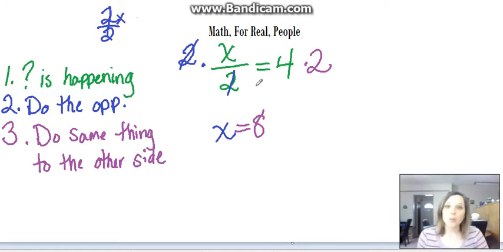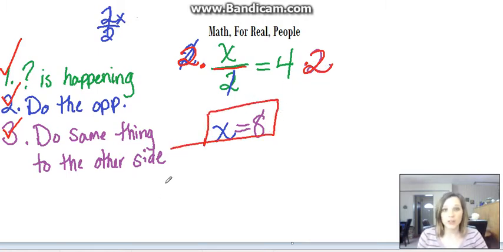You're going to look at the problem that started out in green, and you see something divided by 2 equals 4. You think to yourself, what is happening to the variable on the same side of the equal sign as the variable? It's being divided by something. Your step 2, do the opposite. You multiplied by 2, so it canceled out. Step 3, do the same thing to the other side. And you are done. Bam! You have your answer. You can always plug it back in to check.